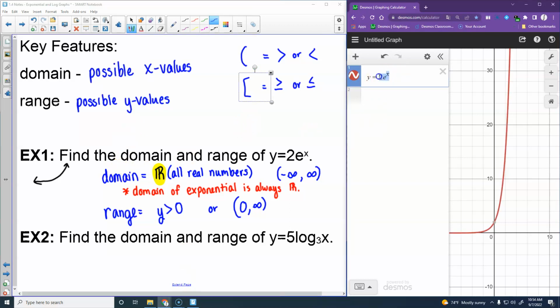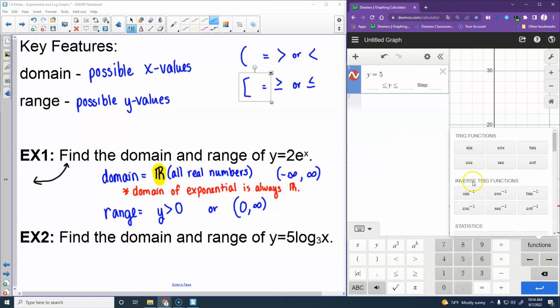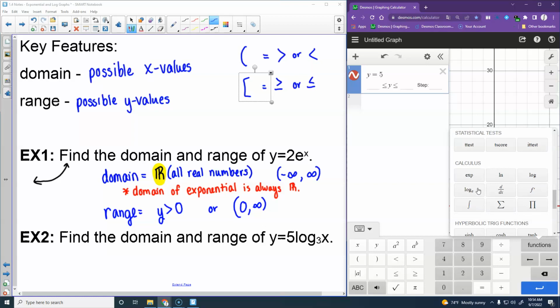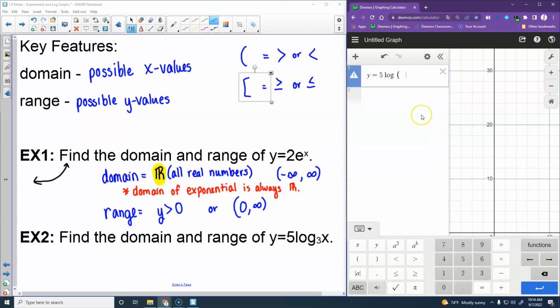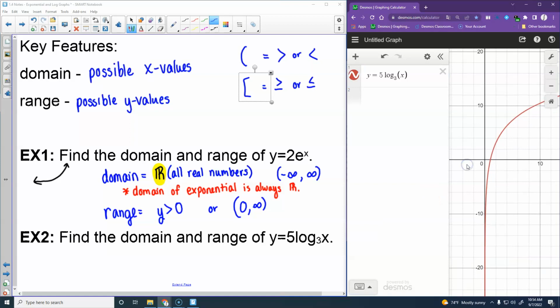All right, let's look at a log. So the log that we have here is y equals 5 log. Oh, let's see. To type in logs on Desmos that have different bases, how do we do it? Let's see, it's in the functions menu, I think. Yeah, there we go, log base A. Log base 3 of x. Okay?